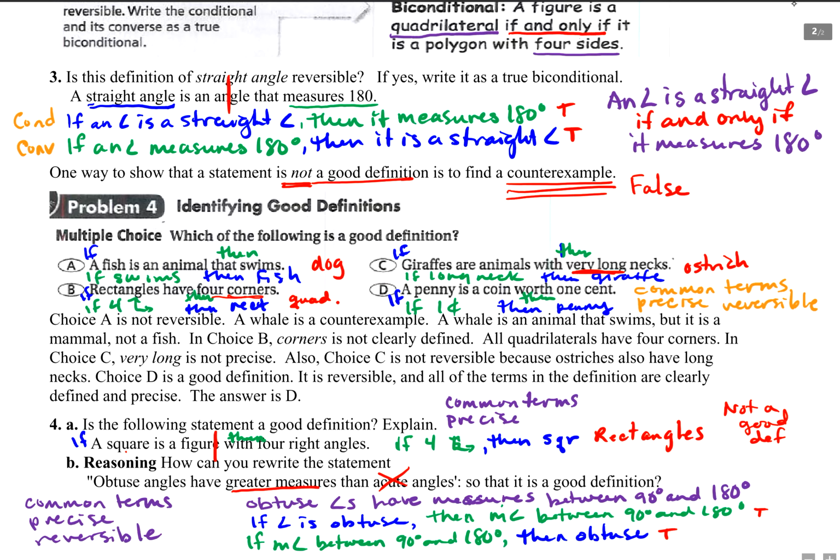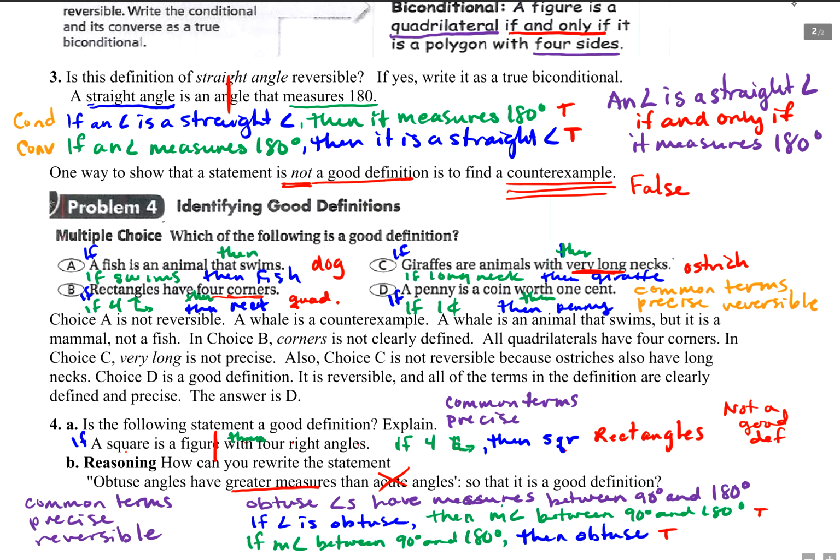If we say if a figure is a square, then it has 4 right angles, that's true. But if a figure has 4 right angles, then it is a square, not reversible. Rectangles have 4 right angles. Oh, we didn't do it again.